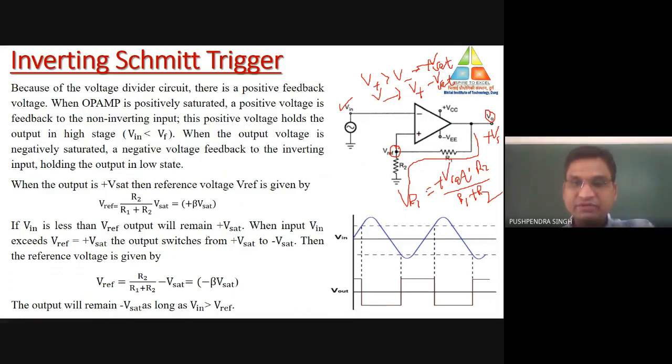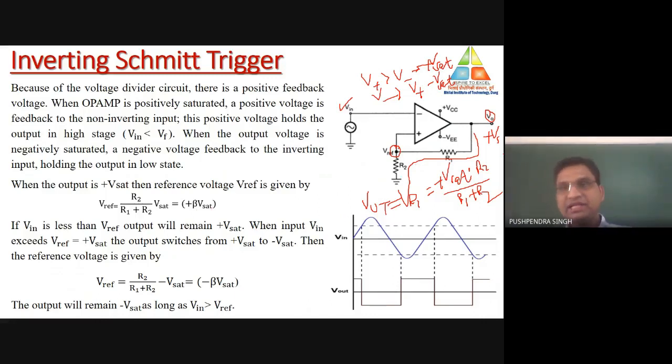Why? Because in this particular condition, the value of the output is high. Let it be denoted as VUT. So VUT is the upper threshold voltage of this Schmitt trigger circuit, and its value is plus V sat into R2 divided by R1 plus R2. By this we may calculate the value of the threshold limit.